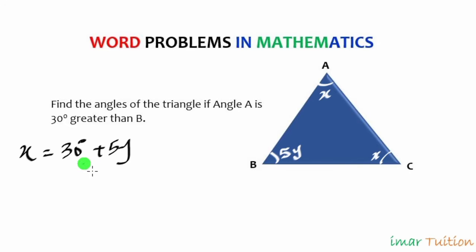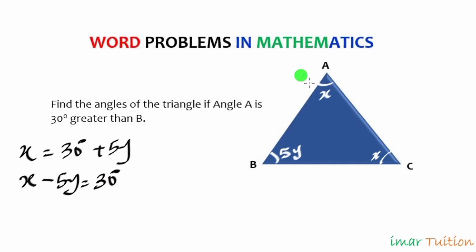We can rearrange this equation so that we'll have variables y and x on one side. So we'll take 5y across. 5y is plus 5y here. When it goes across, the sign becomes minus 5y. So we'll have x minus 5y equal to 30 degrees. You see this equation now has two variables. If we had one variable, we can easily solve our linear equation, but we have two variables.